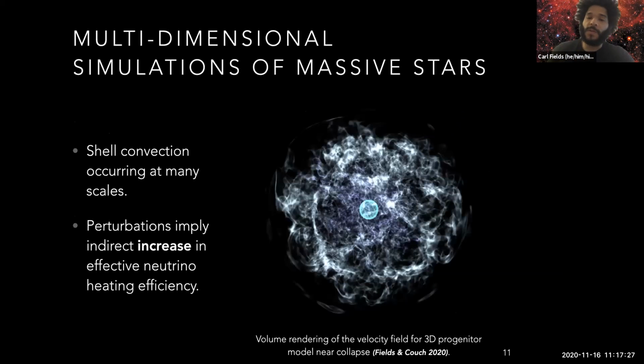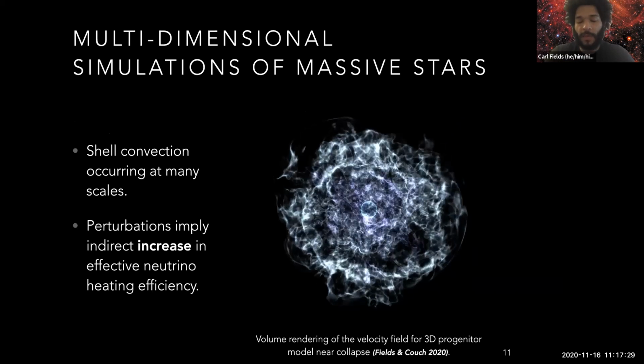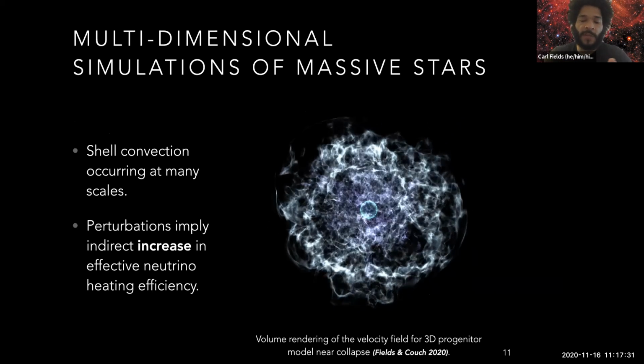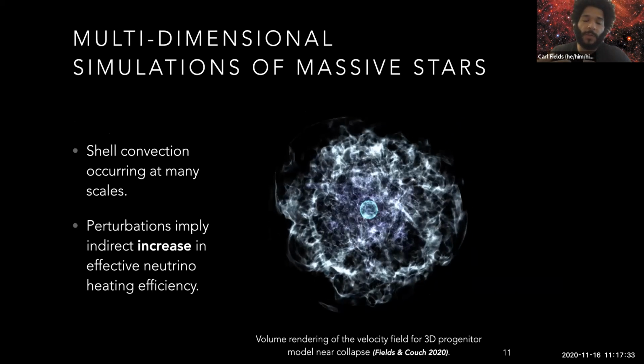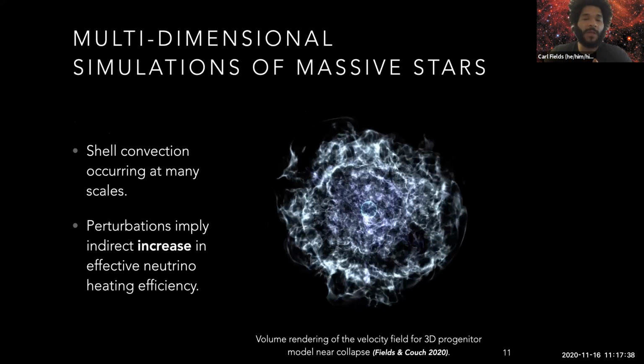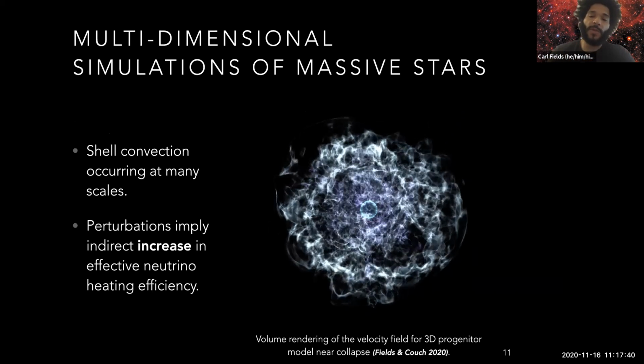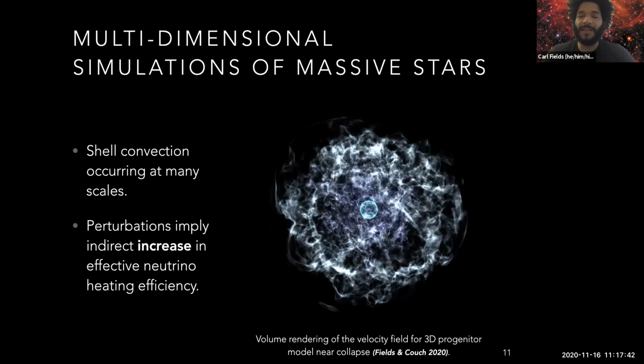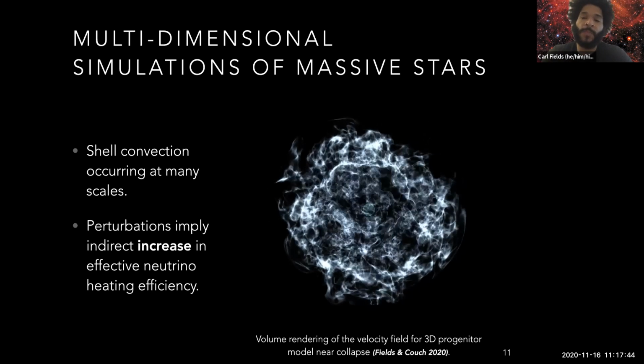So this is what we found. We ran this model for 7 minutes before iron core collapse in multiple dimensions. We did 2D and 3D. This is the result of the 3D simulation that we ran, our 4 pi 3D simulation. This shows the last 50 or 60 seconds of the simulation.